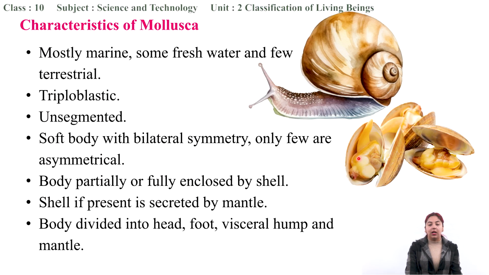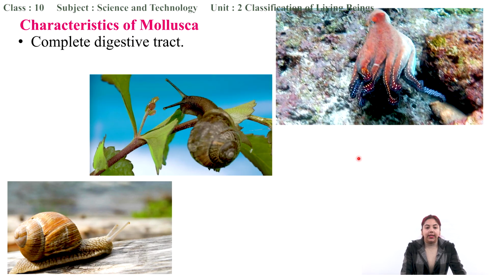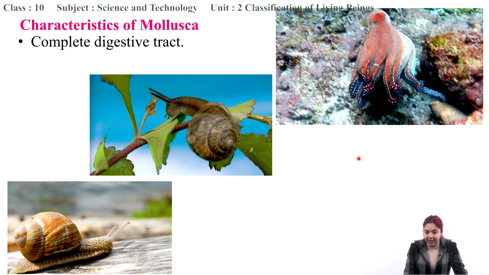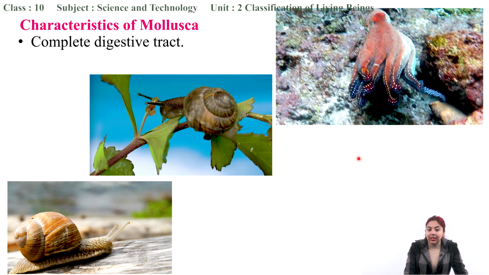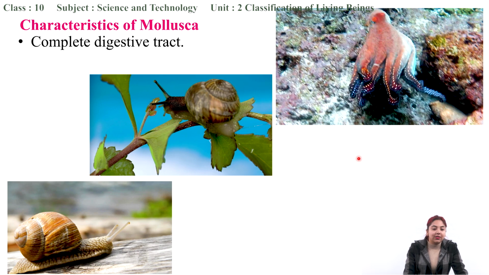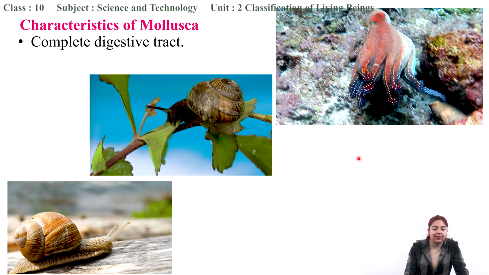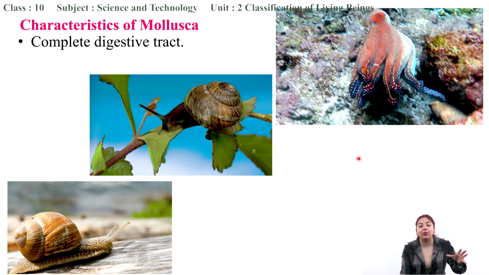Now, let us look at other characteristics as well. They have complete digestive tract. So, complete digestive tract means, I've already said this 2 times now. So, what is a complete digestive tract? Yes, if the digestive tract has both mouth and anus, they are called complete digestive tract.